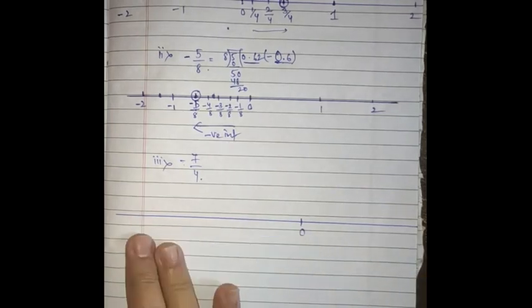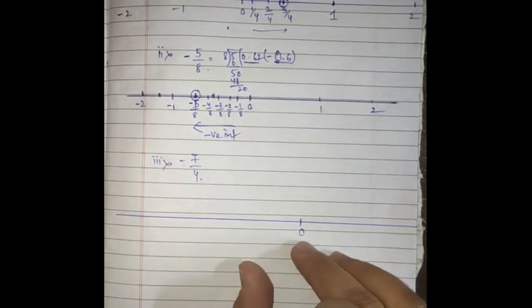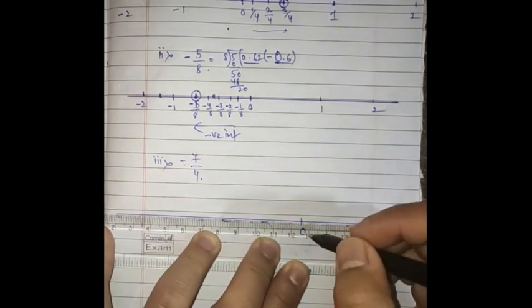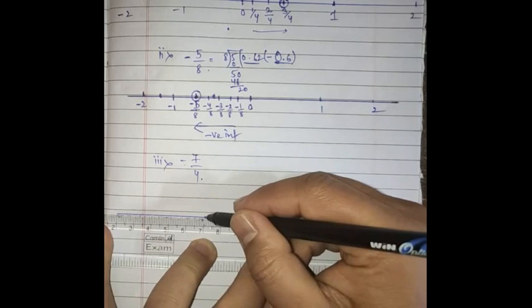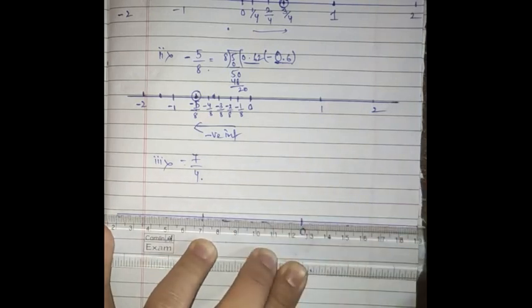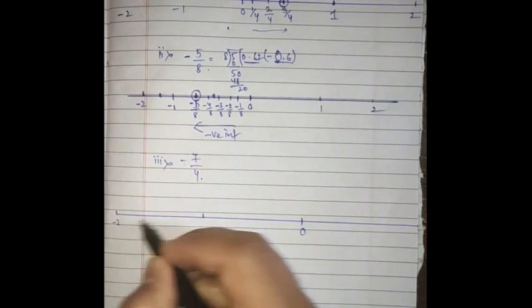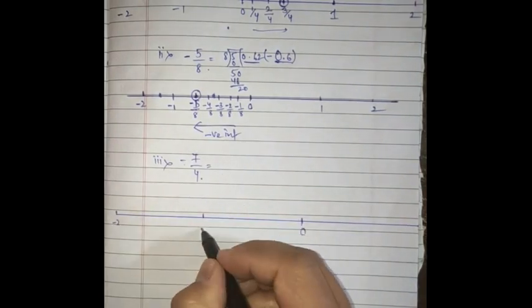We need this space, that's why I am putting this 0 above the center. Okay, so let us mark the numbers. Say over here it is minus 1 and minus 2 over here. And why have I made a line only up to minus 2 here?